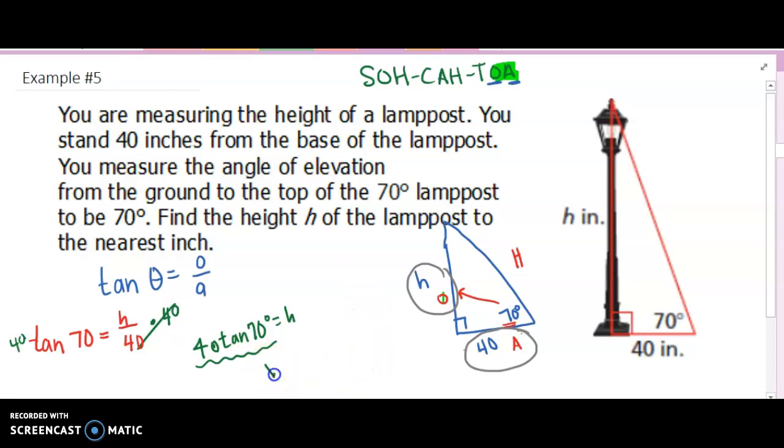So I got H is roughly 109.9 inches. And it wants it to the nearest inch. So I'm going to say roughly 110 inches. And that is it.